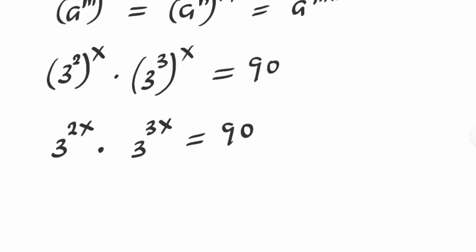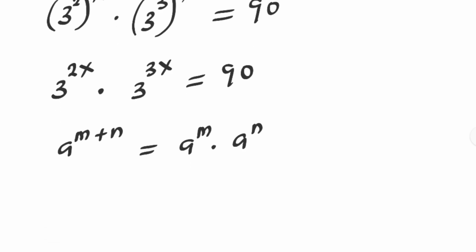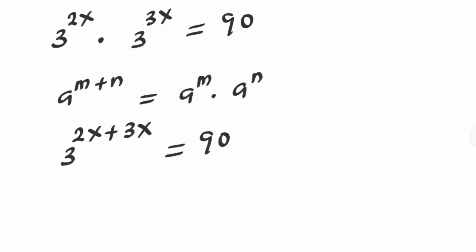If you have a raised to power m plus n, this is equal to a raised to power m multiplied by a raised to power n. Now this can be written as 3 raised to power 2x plus 3x is equal to 90. This can be written as 3 raised to power 2x plus 3x, that is 5x, is equal to 90.